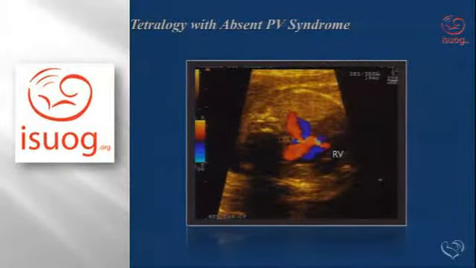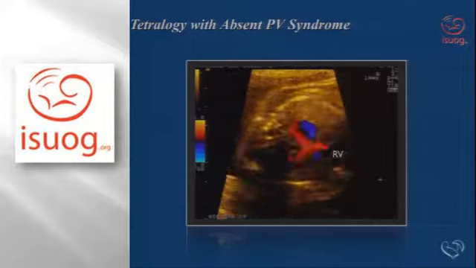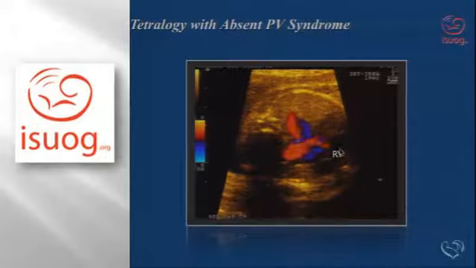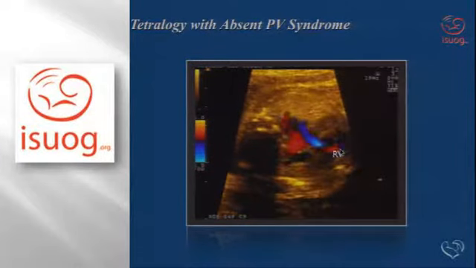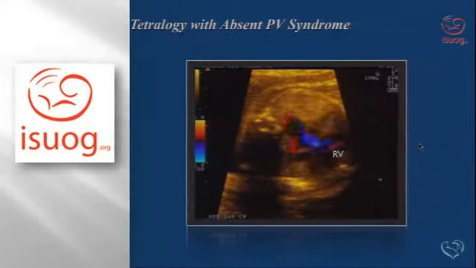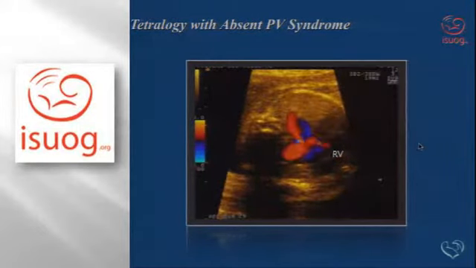This is a very old clip of an absent pulmonary valve syndrome in tetralogy, where you can see it looks a little bit like butterfly wings here. These are dilated pulmonary arteries, and you can see flow goes into the pulmonary arteries, and it swirls around, and it comes back into the ventricle. The right ventricle can become dilated, and in some cases, the baby can actually become hydropic in certain cases of absent pulmonary valve syndrome. So quite a wide group within tetralogy, and making the diagnosis of tetralogy is not enough.